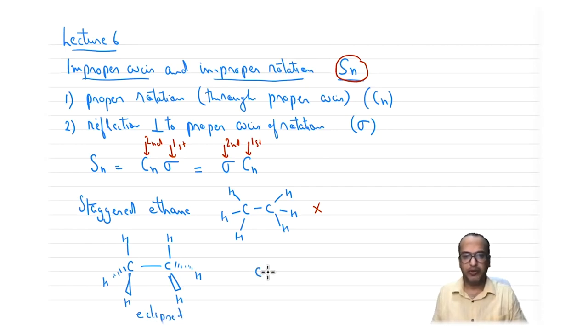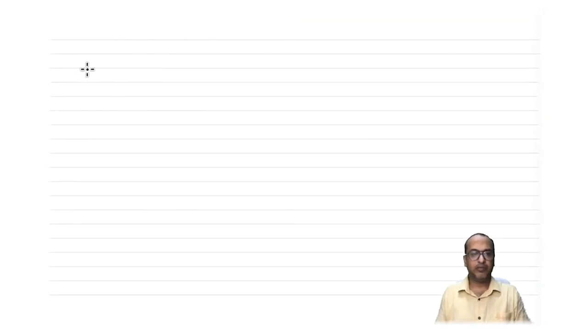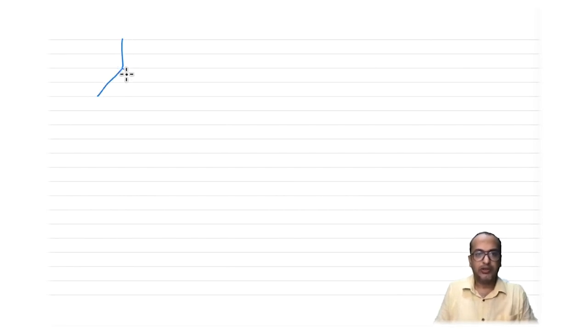If you want to draw the staggered one, you can draw it like this, H, H, H, and then, right, so this will be the staggered ethane. But to carry out any sort of symmetry operation on this will be really difficult. So the easiest way is the Newman projection that you must have learned. So how do you draw it? This is one set of protons, this is the other set of protons, right? So you have H.